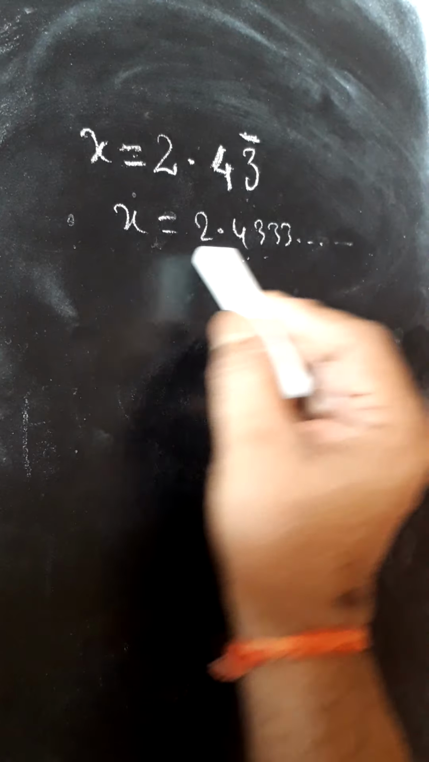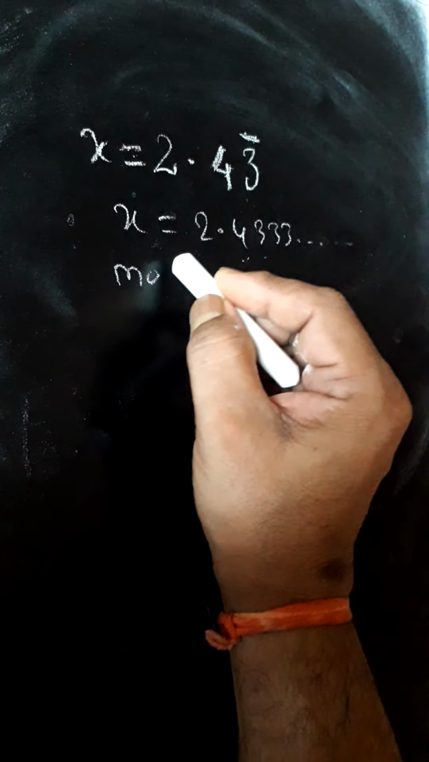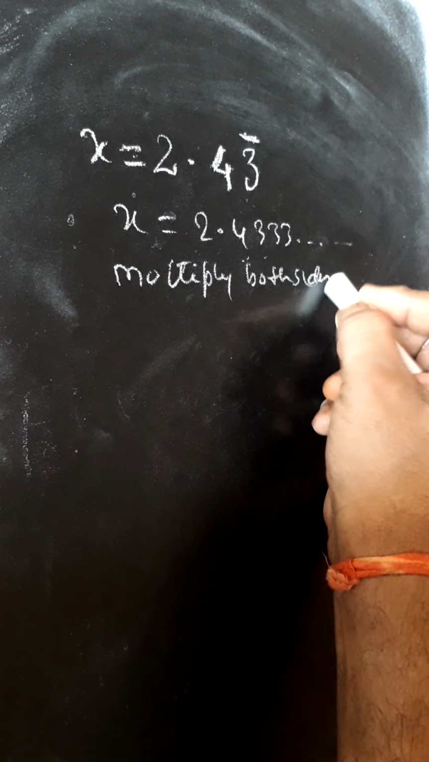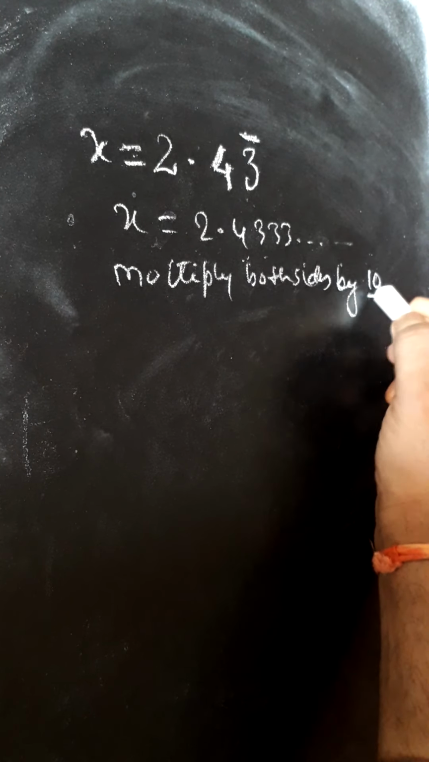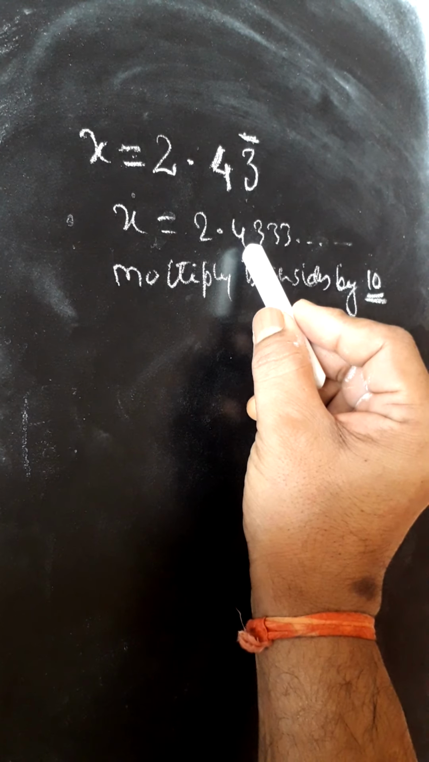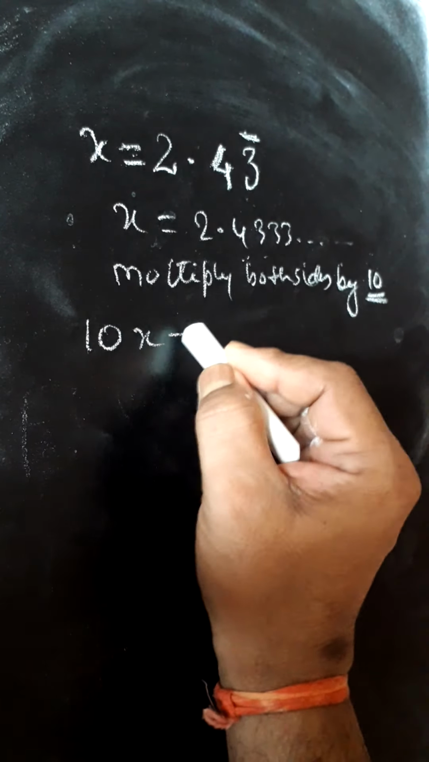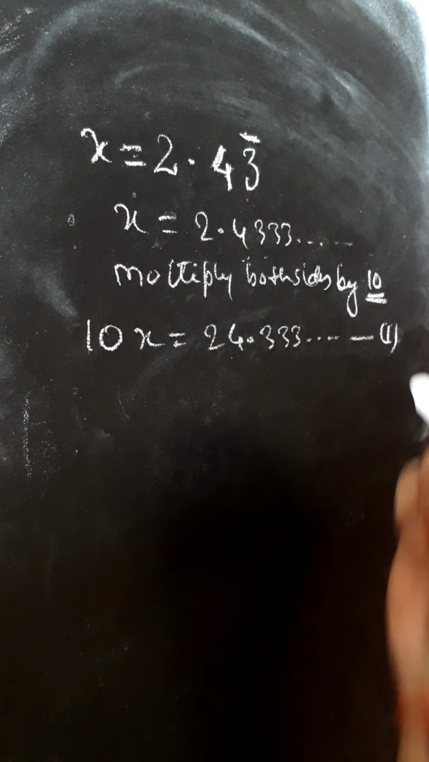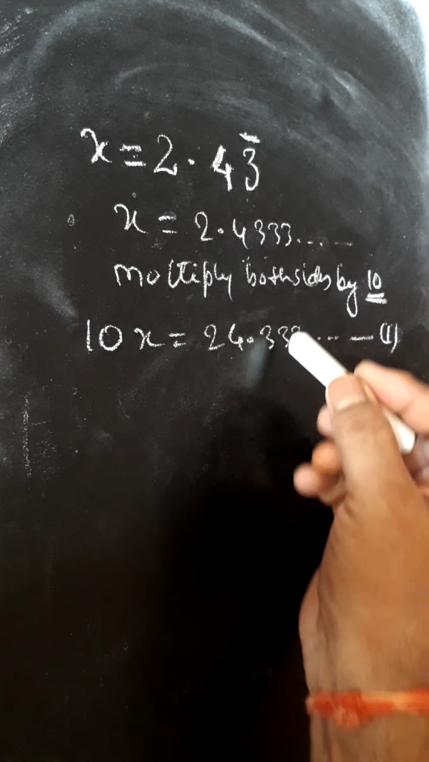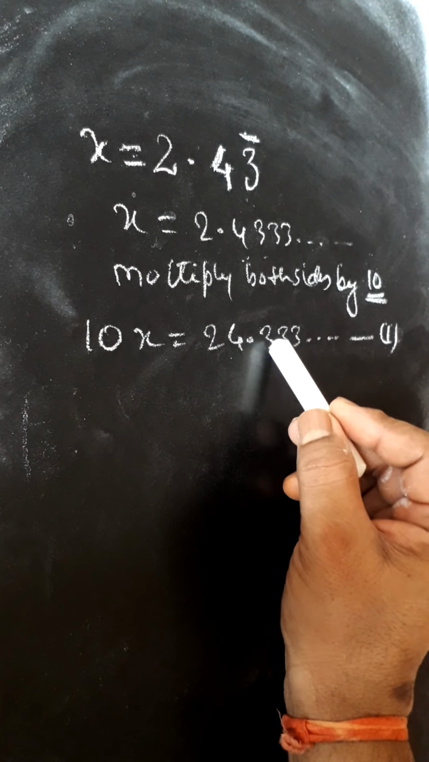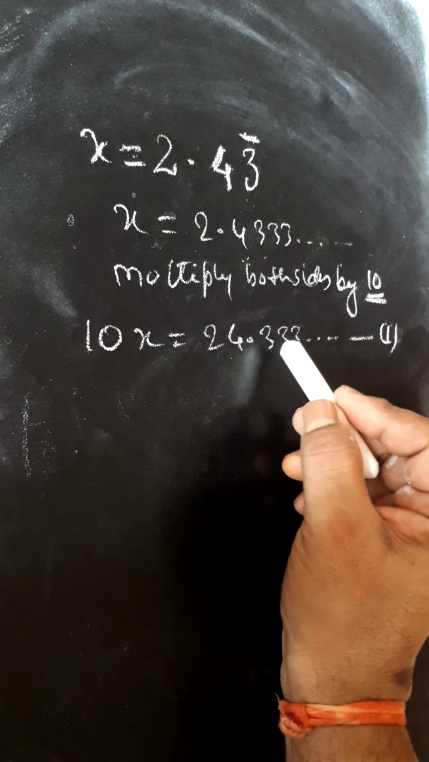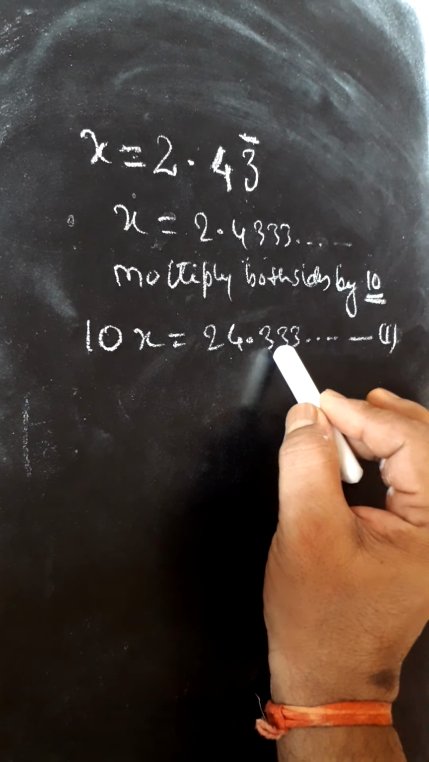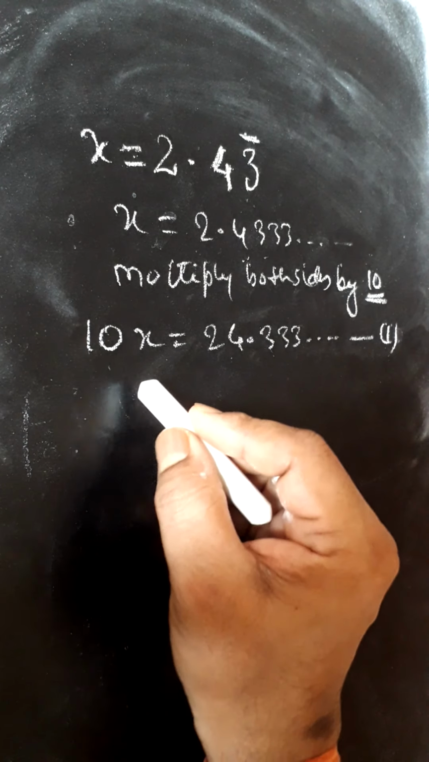For this we will have to multiply both sides by 10. As only one digit does not have recurring here, it becomes 10x is equal to 24.333 and so on. Let it be equation 1. Here we can see one digit is repeating, means one digit has recurring over it. Now we will have to bring this to this side for this one digit.